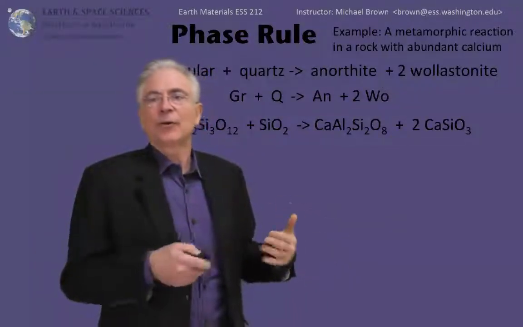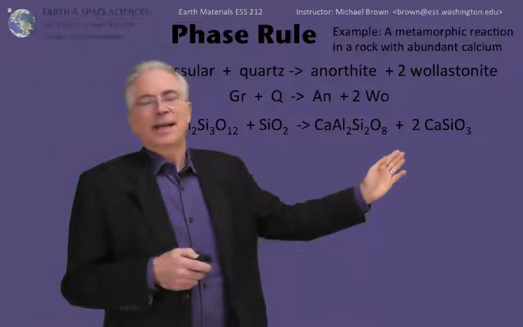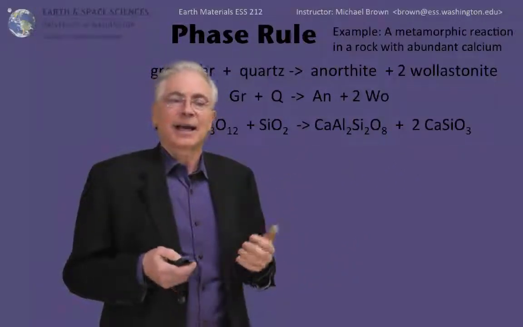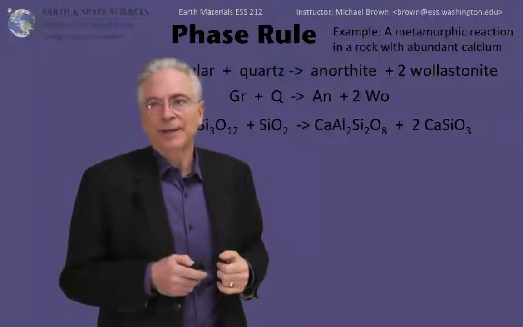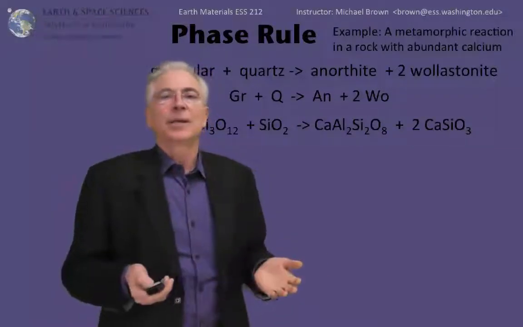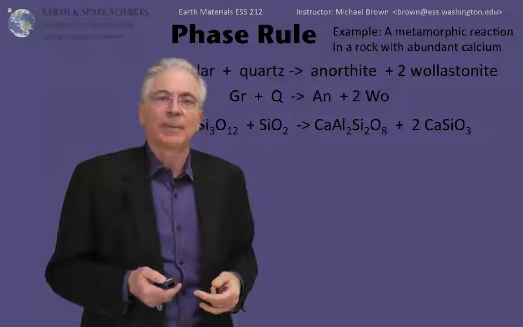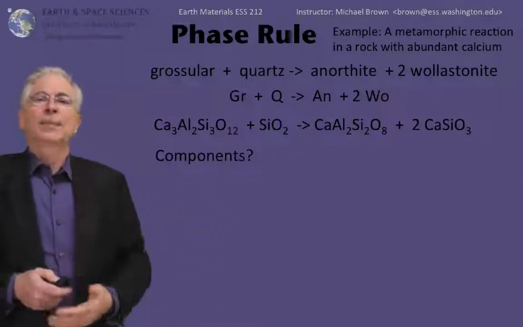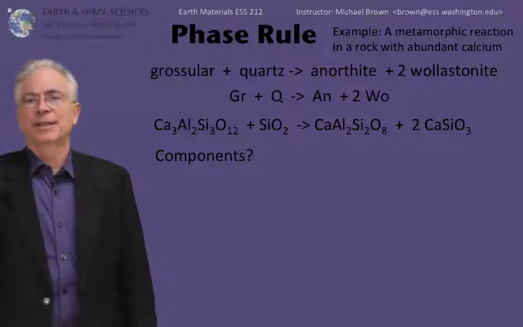And finally, wollastonite on the far right, you have 2 in front of that. We need 2 of those for every 1 of the anorthite, and it has calcium plus silica in the Si to O ratio of 1:3. The pyroxene ratio, but wollastonite is what we call a pyroxenoid. So how many chemical components do we need in this system?